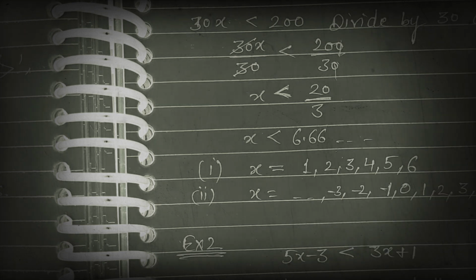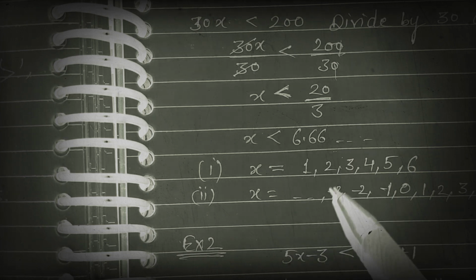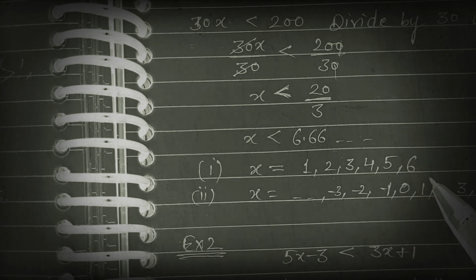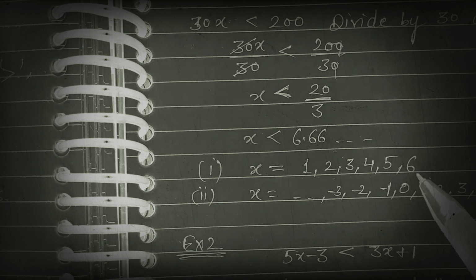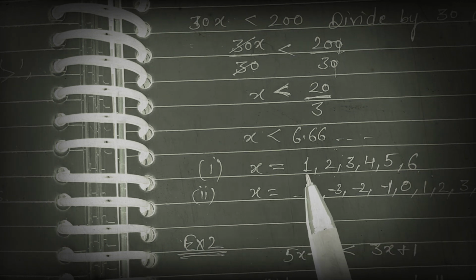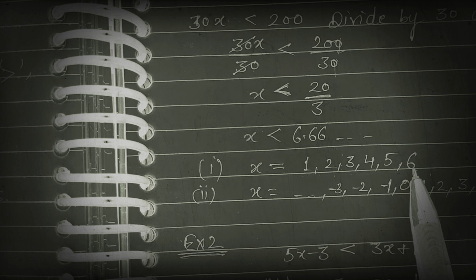So here x is a natural number, and x less than 6.6 means x can be 1, 2, 3, 4, 5 or 6. Because in the first case x is a natural number, and natural numbers start from 1, and it should be less than 6.6. Then its highest value should be 6.